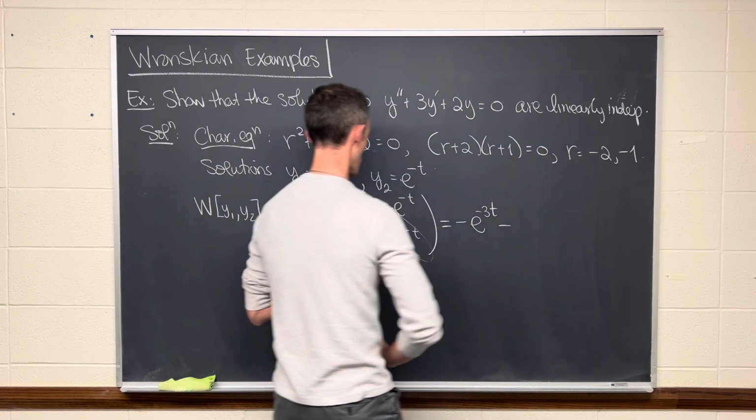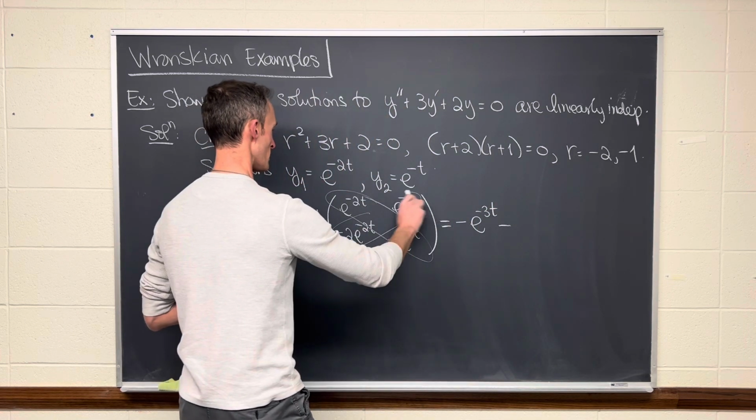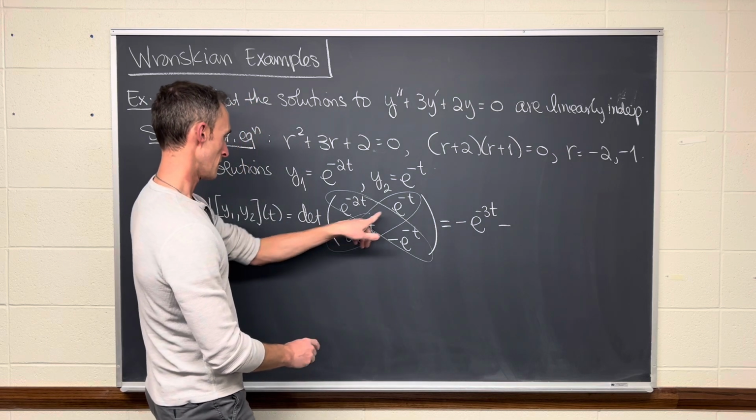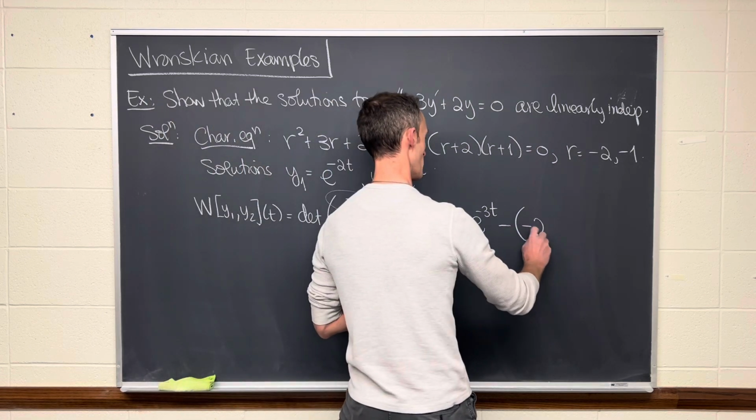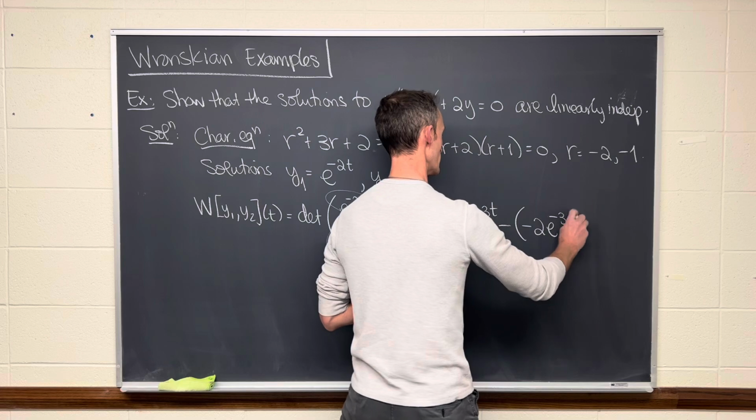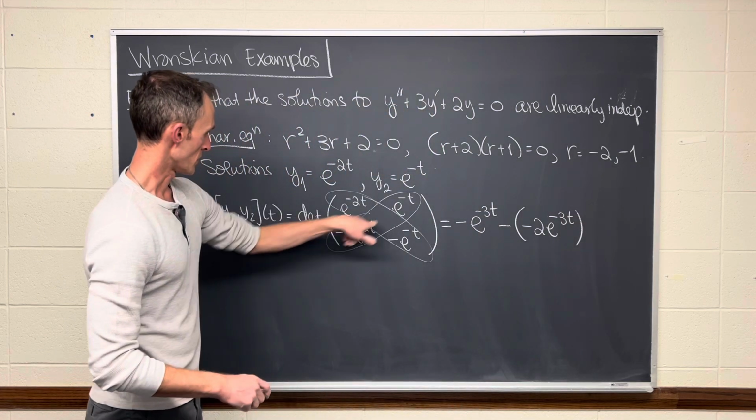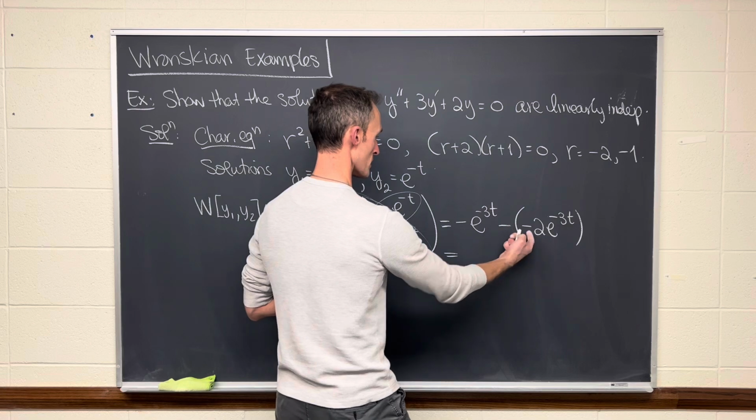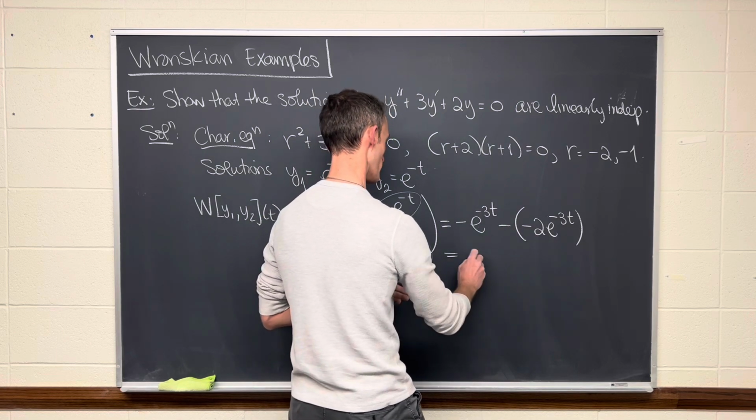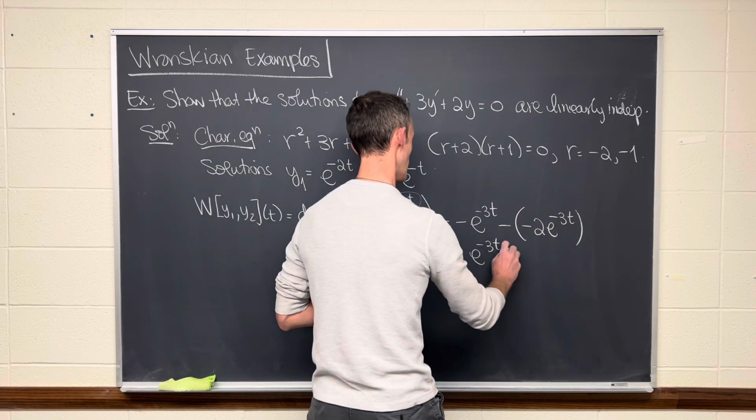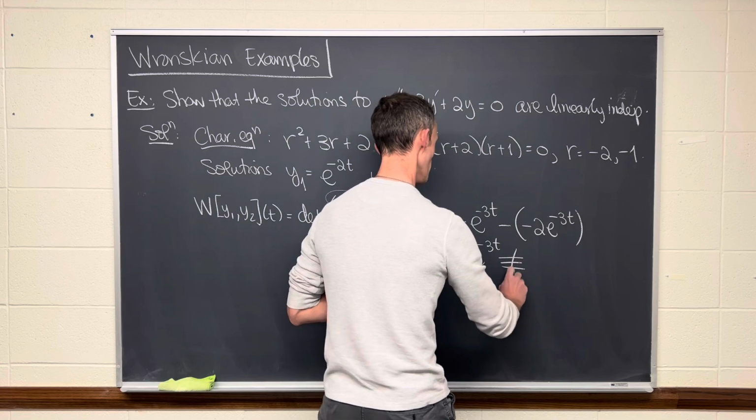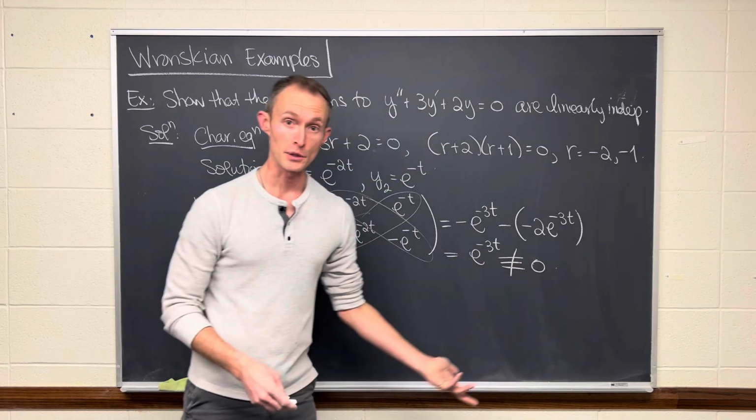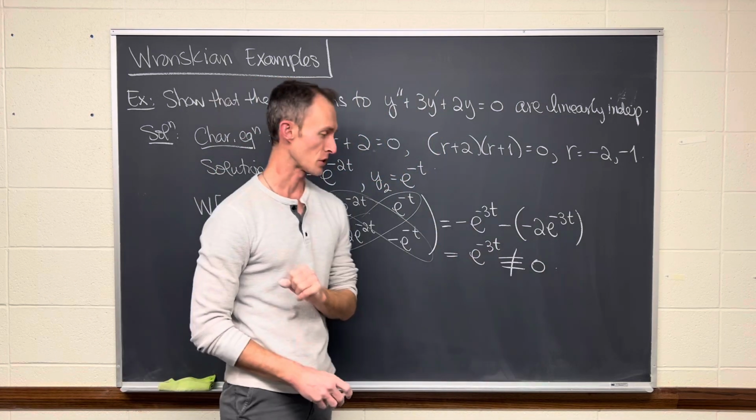And then I have to subtract the product of these two. Okay, so that'll be a negative 2. So I'll put a parenthesis, minus 2 e to the minus 3t. Right? So just double check. Okay. And what do I end up getting? Minus and then plus 2. So I get a plus 1 overall. So that's e to the minus 3t. And that is never, not only is it never equal to 0, it's definitely not the 0 function.